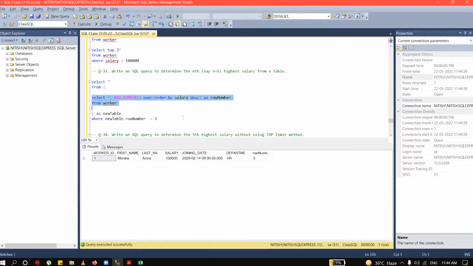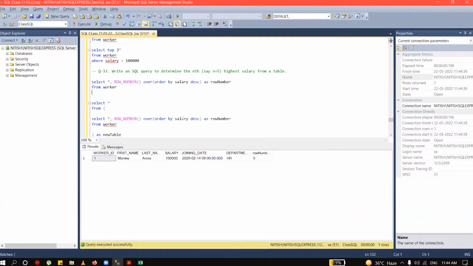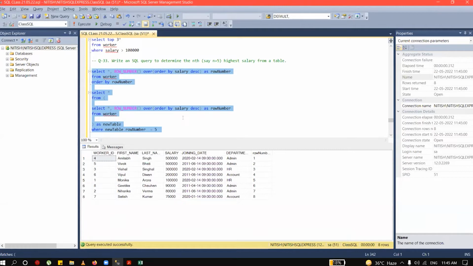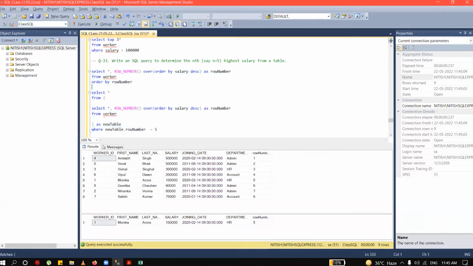I can show you the answer with the help of order. So this is order by row number. This is the answer. For this particular query, we are looking just for Monica's record, and this is Monica's record, fifth from the top. So order actually does not work inside the from part. There is a limitation of SQL, so I cannot do anything for that, and we can get the answer with respect to this query. Okay.